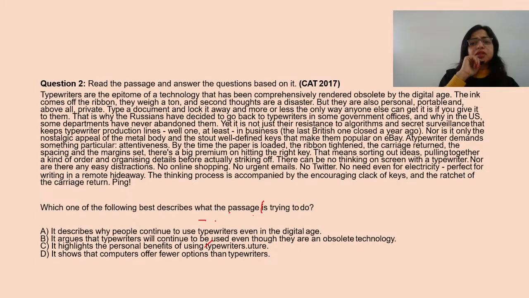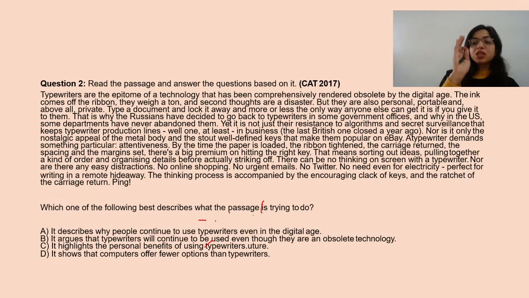Yet, it is not just the resistance to algorithms and secret surveillance that keeps typewriter production lines going, at least in business. So they say that it's not just that resistance, nor just the nostalgic appeal of the metal body and the keys. A typewriter demands something particular, which is attentiveness. So it's not just the secrecy, the nostalgia, and that it is devoid of algorithms, but because it demands attentiveness.